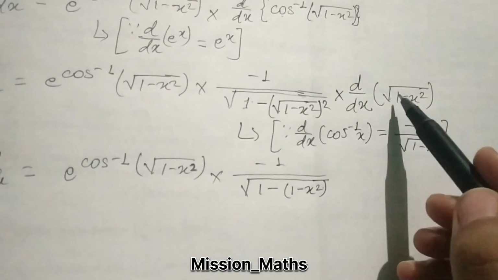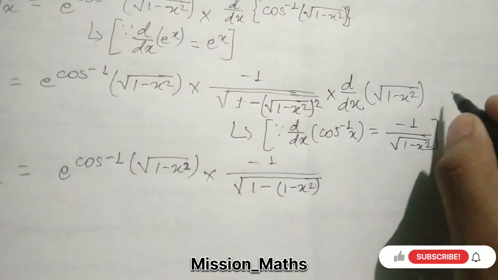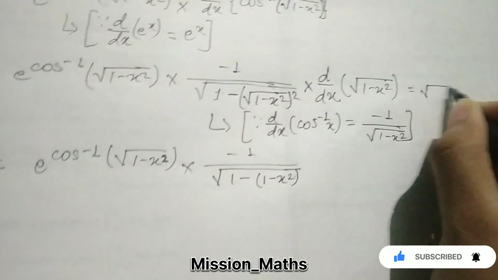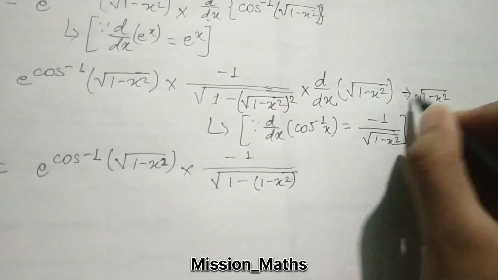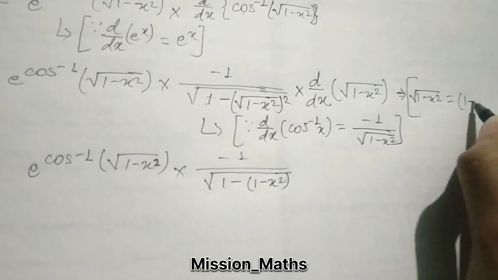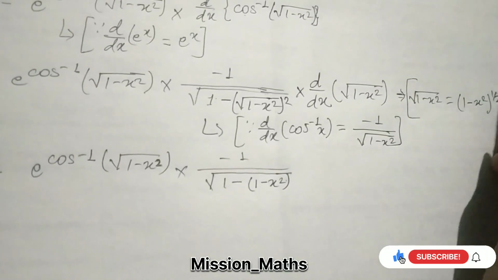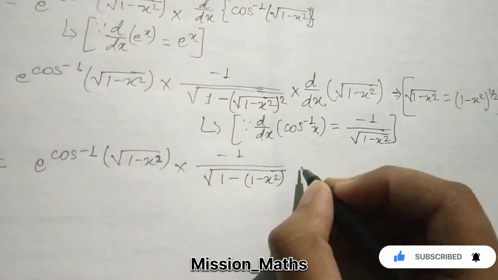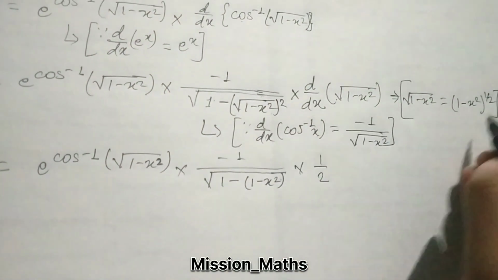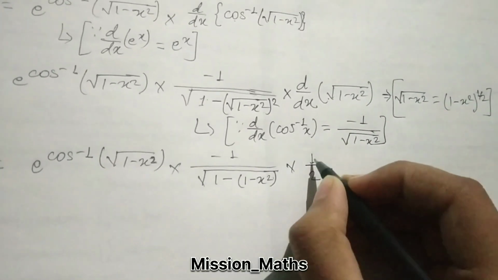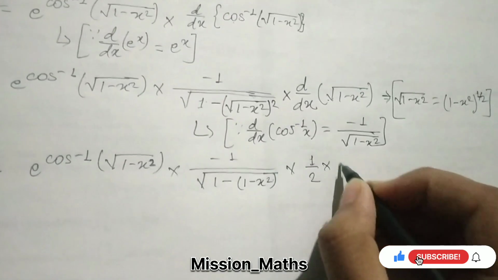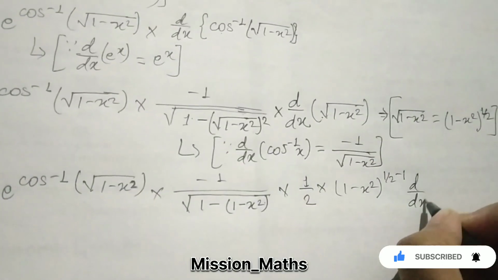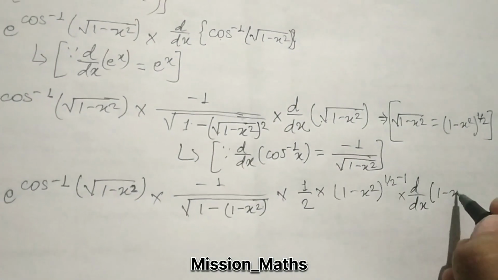Now the differentiation of root under 1 minus x square: it can also be written as 1 minus x square raised to half. So the differentiation of this will be 1 by 2, because the power comes forward, 1 by 2 into 1 minus x square raised to 1 by 2 minus 1, and the differentiation of 1 minus x square.